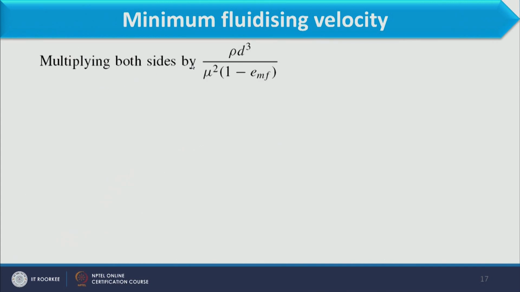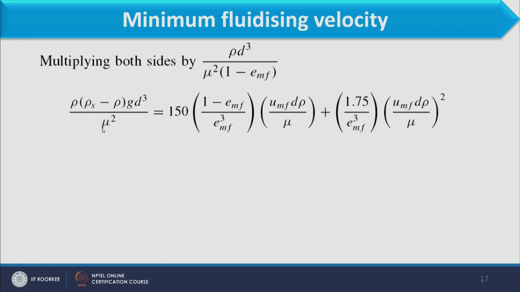Now, we will multiply both sides of Ergun's equation at minimum fluidization condition by this factor, that is rho d cube by mu square (1 minus EMF). When we multiply this, we get an equation like this. Now, in this equation, if you consider this particular expression, this is equal to the Galileo number.